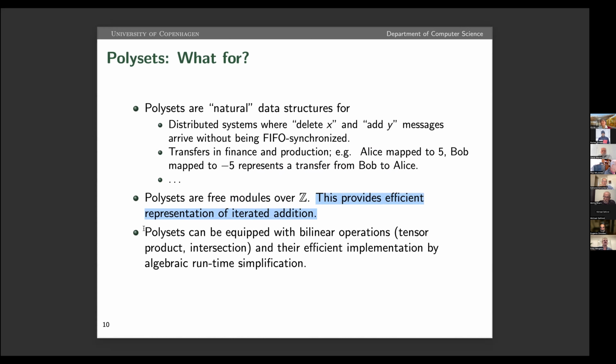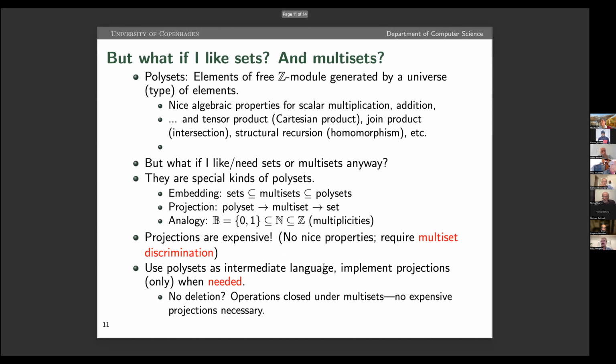They can also be equipped with bilinear operations, like the tensor product and intersection. This basically means the Cartesian product over sets, generalized to polysets, and intersecting. Their implementation is efficient by using algebraic runtime simplification, where we use these algebraic equalities at runtime as unconditional rewritings, as you've seen with the cardinality.